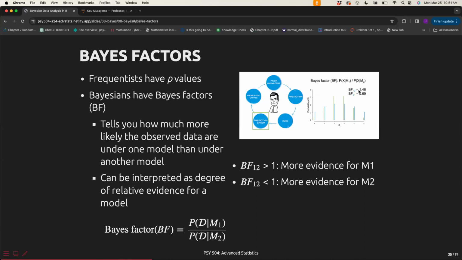And we see that the Bayes factor is 1.46. So what this means is that model 1 is 1.46 times more likely than model 2. So if our Bayes factor 1, 2 is greater than 1, that means more evidence for model 1. If it's less than 1, there's more evidence for model 2. We could also take the reciprocal of this, right, and get the BF for model 2 versus 1 if you wanted to do it.